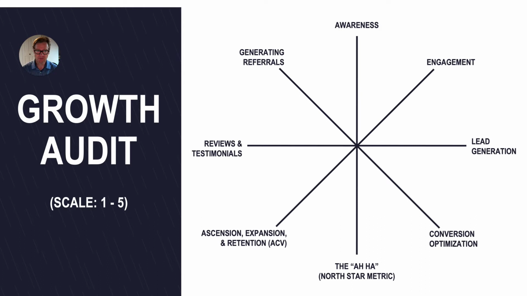So what we do with the growth audit is align the different stages of the customer value journey with this growth audit. We look at where you are and how you rate yourself within that. We start off here with the awareness stage, which is effectively the awareness stage in the customer value journey. Then we look at the engagement stage, which ties in with the engagement stage in the customer value journey. The lead generation ties in with the subscribe stage. The conversion optimization ties in with the conversion stage. And the aha moment is the excite stage.